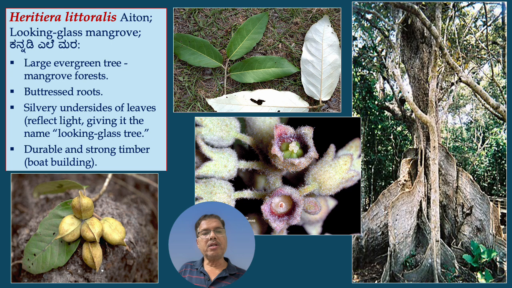Heritiera littoralis, commonly called the looking glass mangrove, is a large evergreen tree usually found along coastal areas, river banks, and mangrove forests of tropical regions. The tree has distinctive buttressed roots and silvery undersides of the leaves that reflect light, giving it the name looking glass tree. It plays a vital role in coastal stabilization and mangrove ecosystems, helping to prevent soil erosion. The wood's resistance to decay and its fine texture make it a durable and strong timber, which is highly valued for boat making and other furniture.